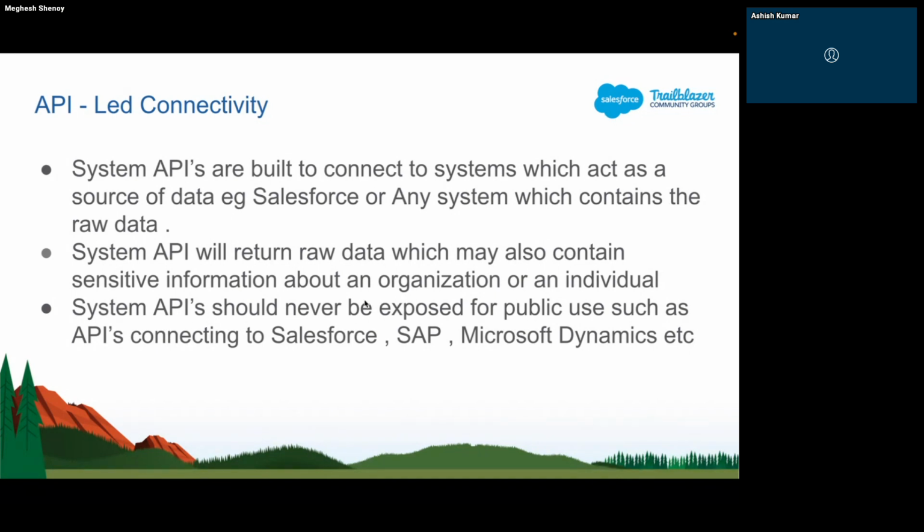Then system APIs should never be exposed for public use, such as APIs connecting to Salesforce, SAP, Microsoft Dynamics, etc. You don't want the company's data to be public, right? Because it would hinder their operations, or it can also give an edge to the competitors.